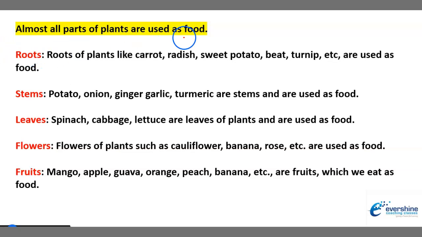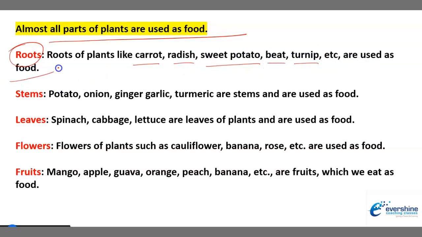Now almost all parts of plants are used as food. For example, let me take roots. Roots of plants like carrot, radish, sweet potato, beet, turnip, etc. are all used as food. Next, stems like potato, onion, ginger, garlic, turmeric. These stems we use as food.